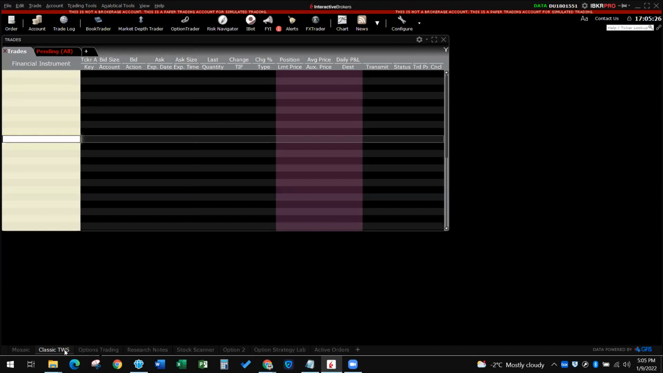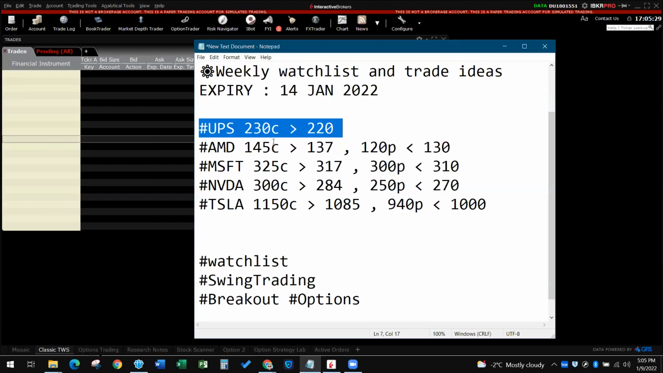This is one of the ways you can do it. You have two options. The first option, you can place the order to automatically trigger and get into the trade. The other option, you can just start watching the chart, and whenever price goes above 220, you manually enter the trade. I'm going to show you both. The first one will be automatically entering the trade. I'm going to set a conditional trigger order in Interactive Brokers to buy the 230 call on UPS, expiry January 14, when the UPS price goes above 220.